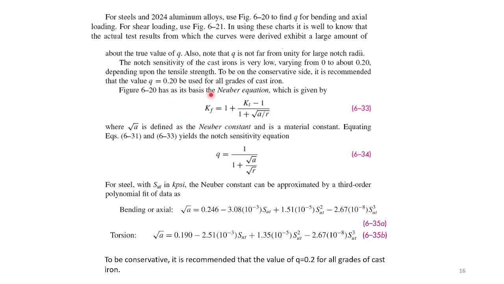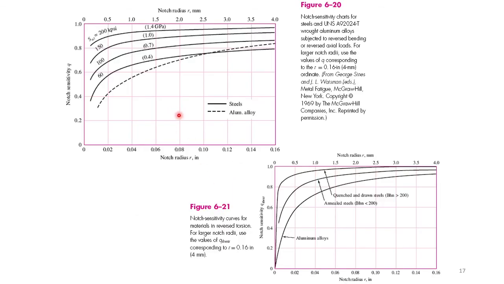Let's skip this slide. These two charts will be given to you. In the case of reversed axial or reverse bending, I'll be using this chart. In the case of reversed shear or reverse torsion, I'll be using this chart. This chart, based on the notch radius, okay, and the ultimate tensile strength of your material, you would be able to go into this chart and get the value of Q. As we said, the value of notch sensitivity Q ranges from 0.